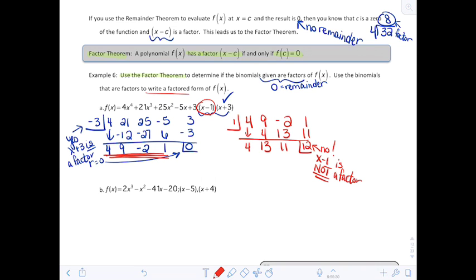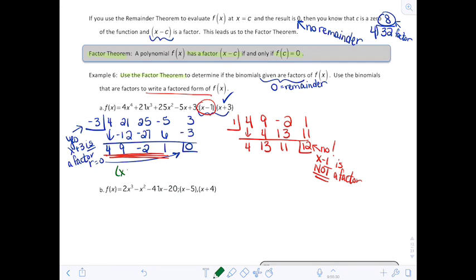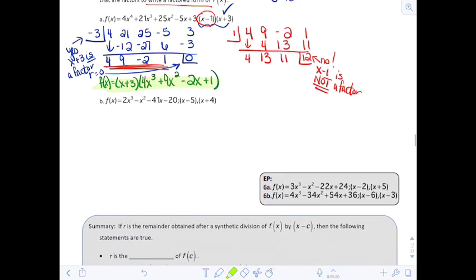Okay, so if I want to write this in factored form, here's where I'm at. I'm at x plus 3. Yes. Oh, and this is my f of x function, sorry. f of x equals x plus 3 times, and then I use these coefficients: 4x to the third plus 9x squared minus 2x plus 1. Because again, if I started with a 4th degree, the first time I do division, I'm down to a 3rd degree. Okay, so this is the factored form of f of x, using synthetic division to also prove if we have a factor or not.